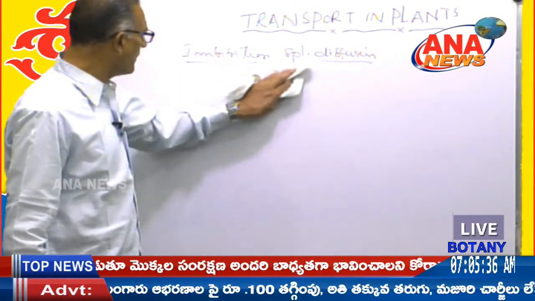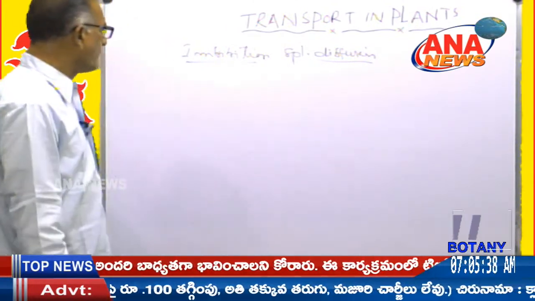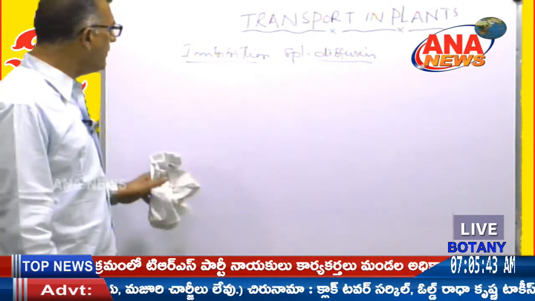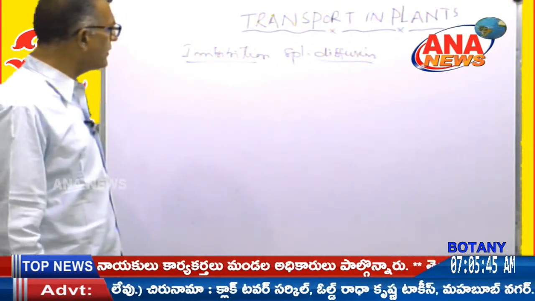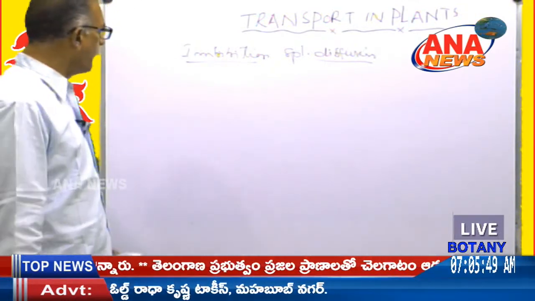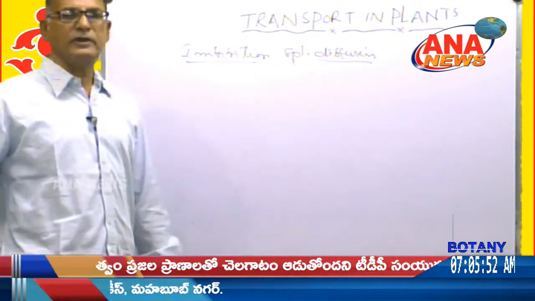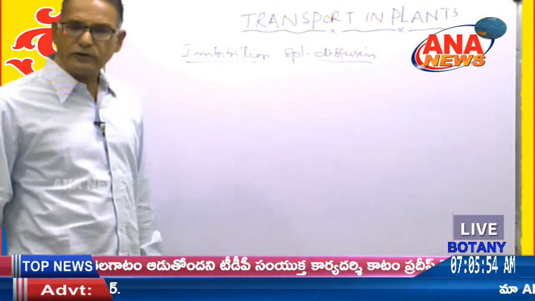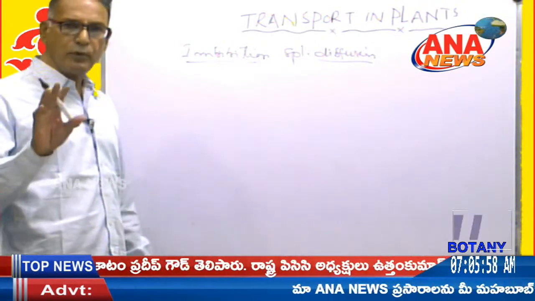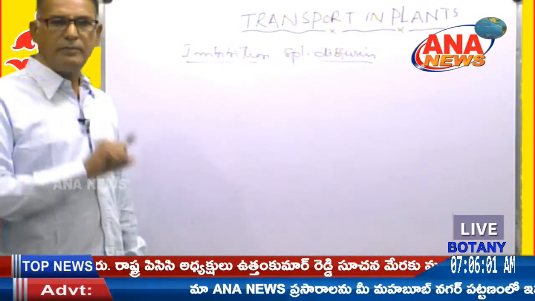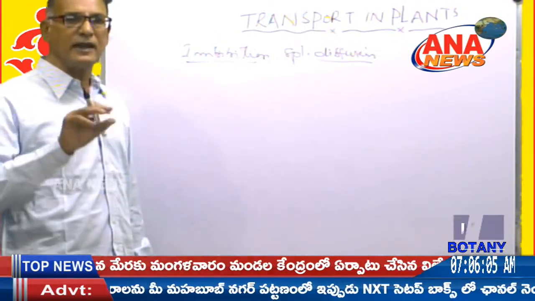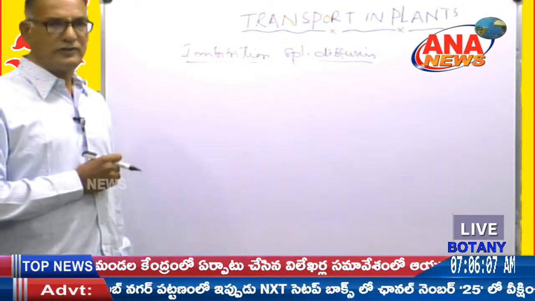Because of the imbibition pressure, the seedlings come out from the soil and get established in the soil. The imbibition pressure varies from matter to matter. In proteins, high imbibition pressure is present, whereas in starches, there is less imbibition pressure. Hence, the proteinaceous seeds germinate earlier than starchy seeds.